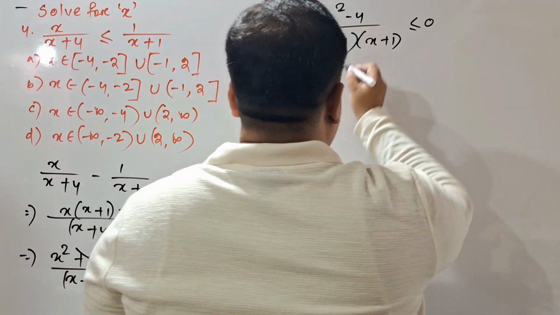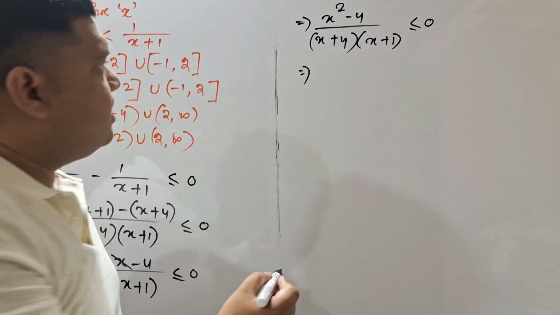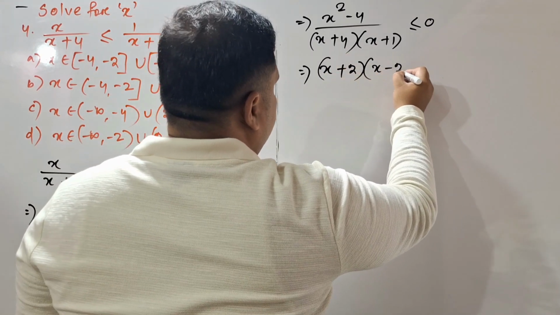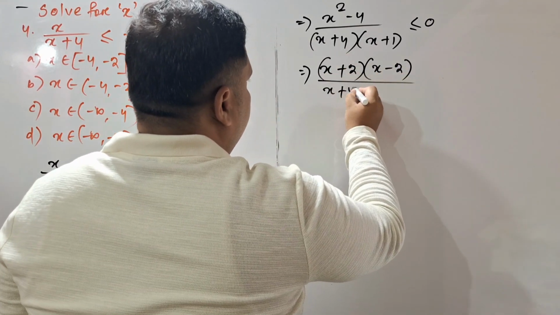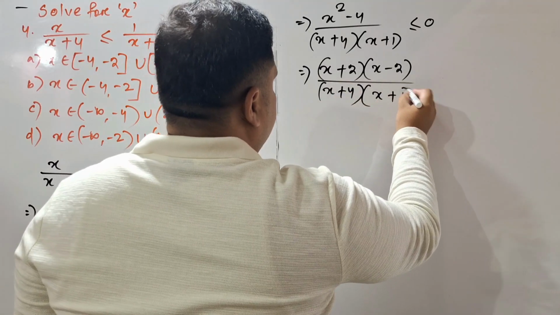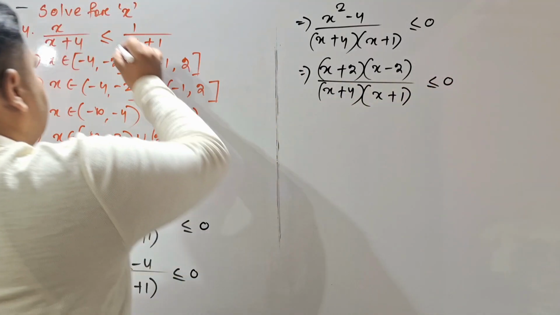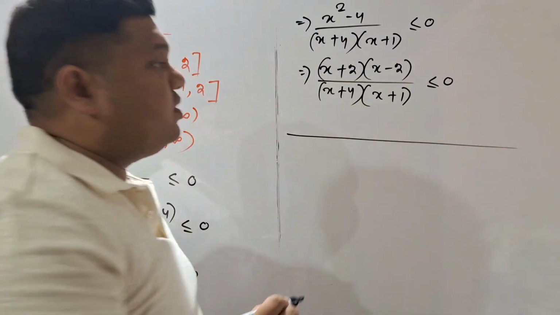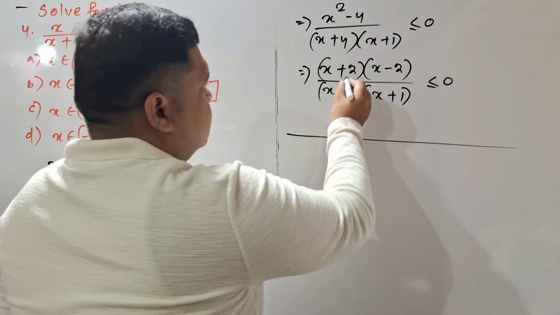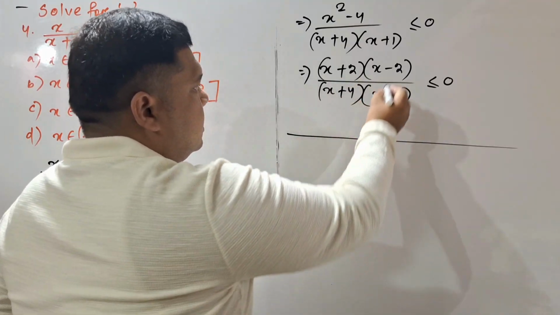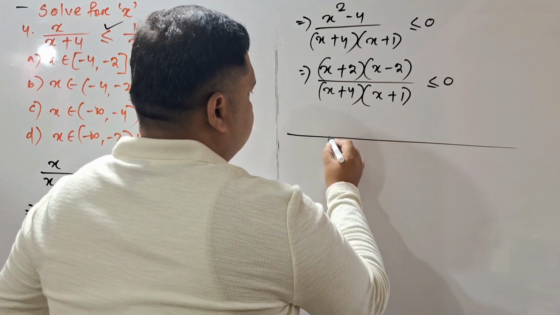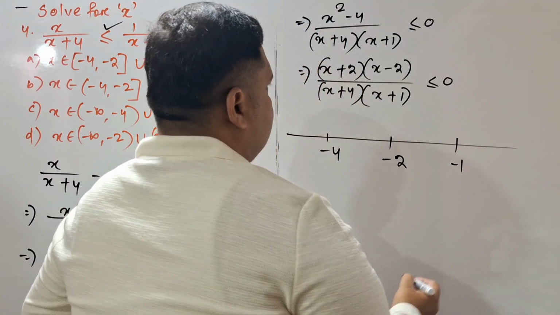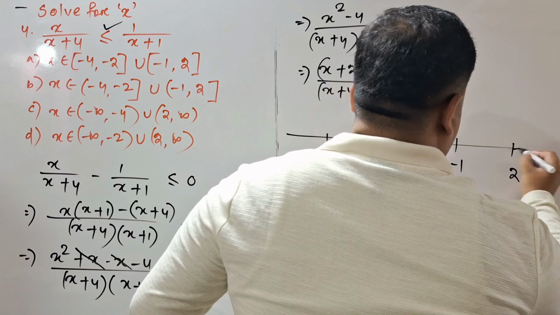So this you can write using the a square minus b square formula. This is x plus 2 whole into x minus 2 divided by x plus 4 whole into x plus 1, less than equal to 0. Less than operator is there. Clear? Now find the critical points. How many critical points are there? 4 critical points are there: minus 2, minus 4, 2, and minus 1. So here they are minus 4, minus 2, minus 1 and 2.